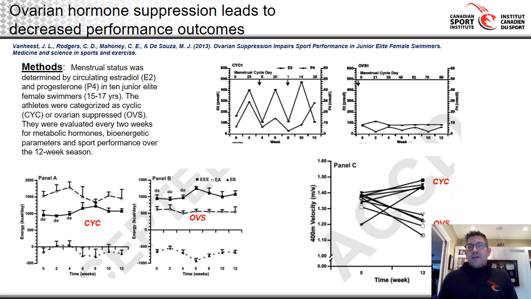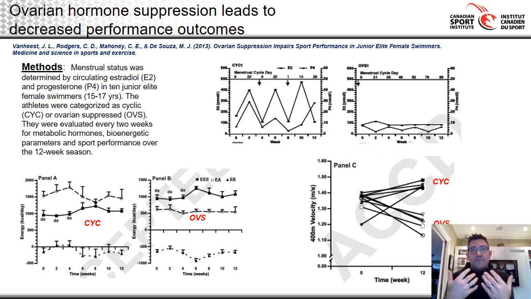They also looked at 400-meter swim velocity or speed. So the higher the velocity, the better the performance, at both baseline and after 12 weeks. And as you can see here, 100% of the cyclical athletes, so the athletes with the normal menstrual cycle and energy balance, got faster, while every single ovarian suppressed athlete got slower throughout that 12-week training camp.